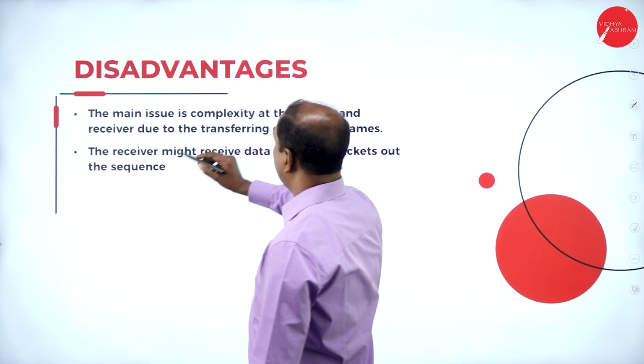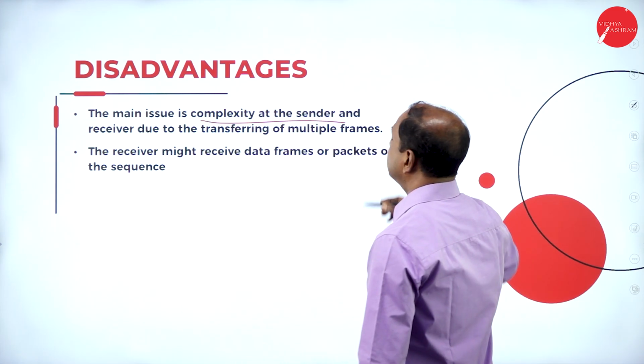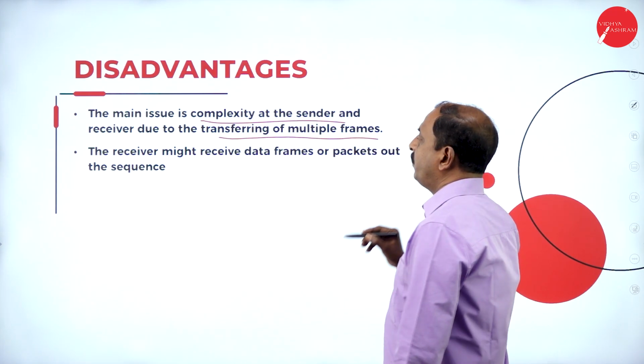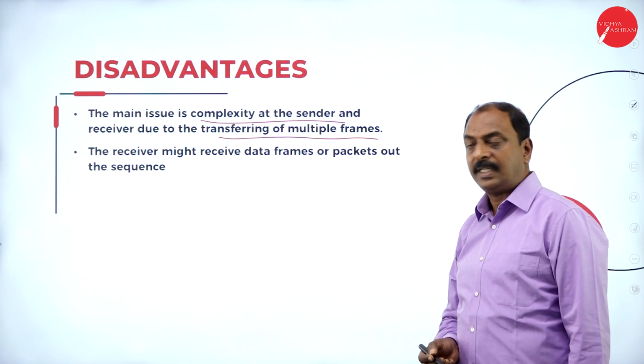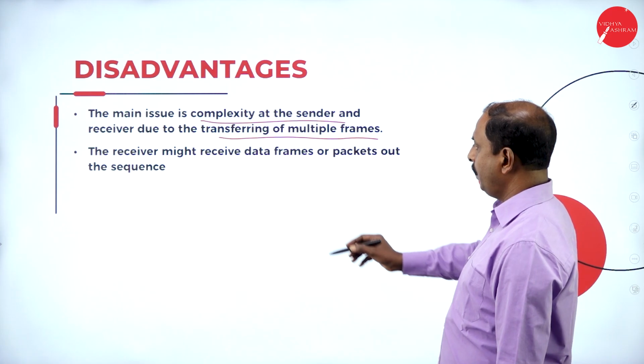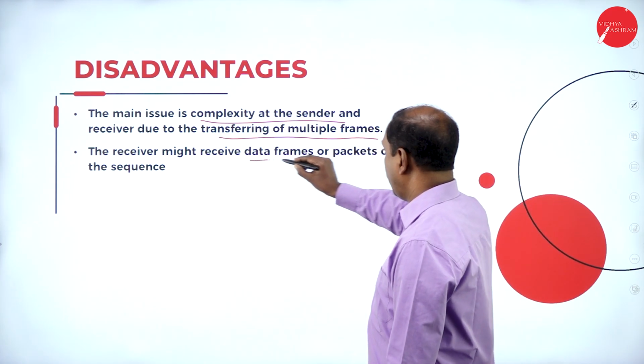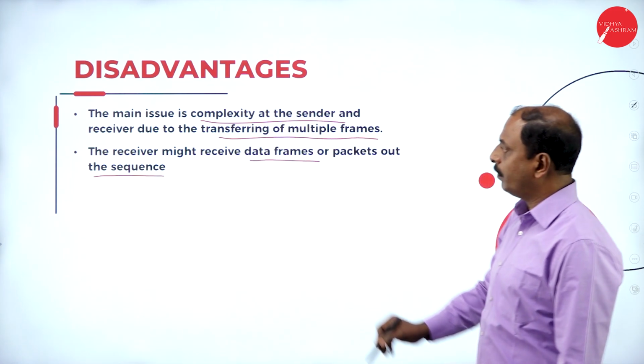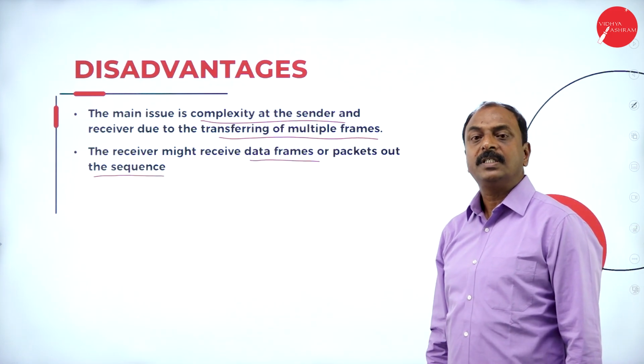The main issue is complexity at the sender and the receiver end due to the transfer of multiple frames. This is one of the drawbacks. The receiver might also receive data frames or packets out of sequence. These are the disadvantages of the sliding window protocol.